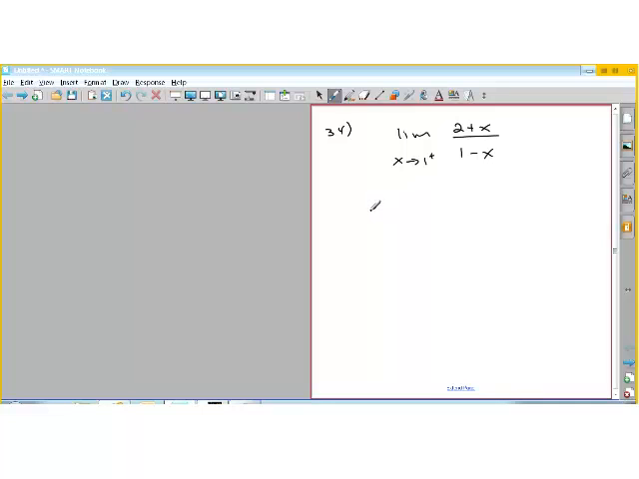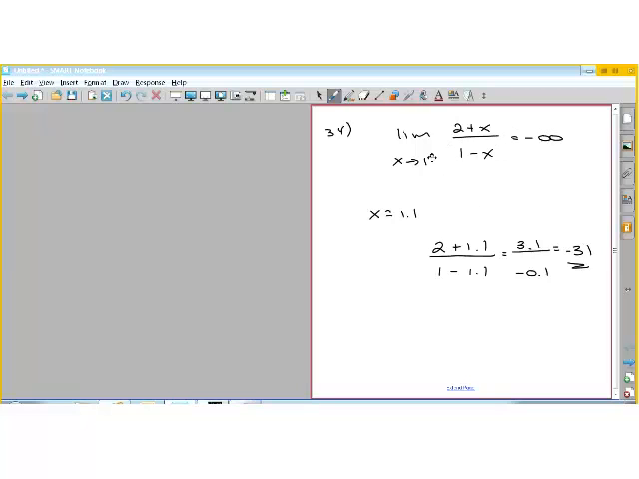So what we could do is let x equal 1.1, which is slightly larger than 1. And then we just plug it in and see what we get. So we get 2 plus 1.1 divided by 1 minus 1.1. And so you plug in your calculator: 3.1 divided by negative 0.1, which is going to be negative 31. So that's negative, and therefore the answer is negative infinity.